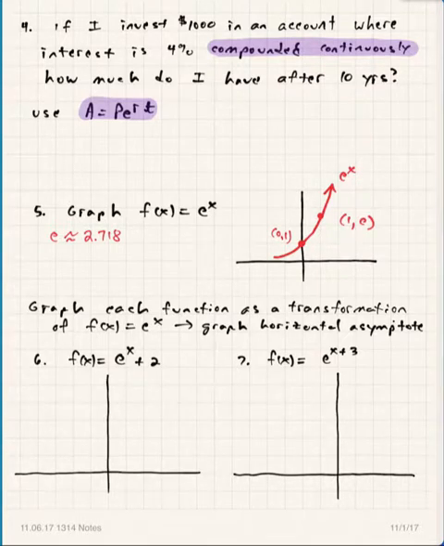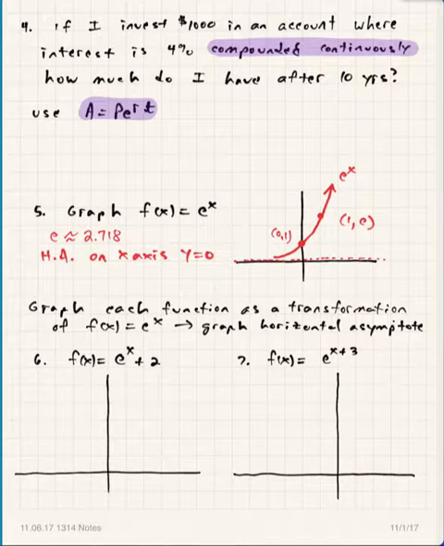All right, and then what I have done is given you a couple of transformations of e to the x. Don't forget that there's a horizontal asymptote for e to the x. The horizontal asymptote is on the x-axis, and so it's at y equals 0. So you've got this horizontal asymptote. You can kind of see how I'm putting a little dashed line there on the x-axis on your graph.